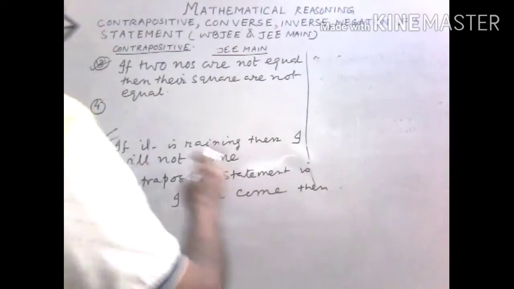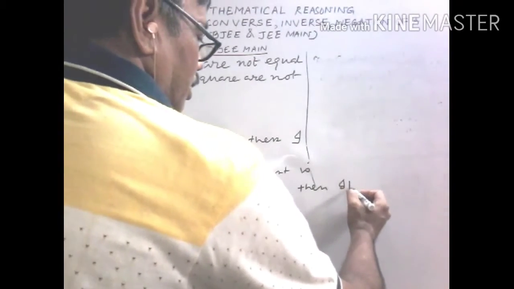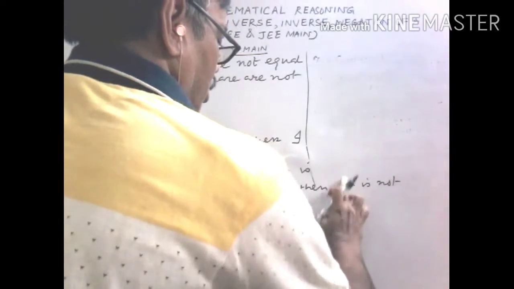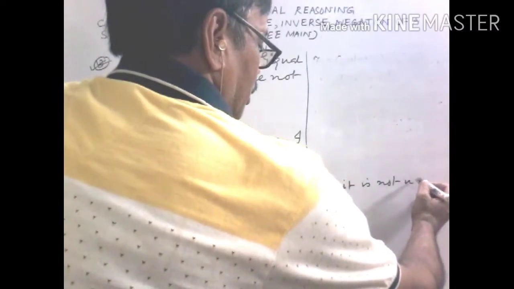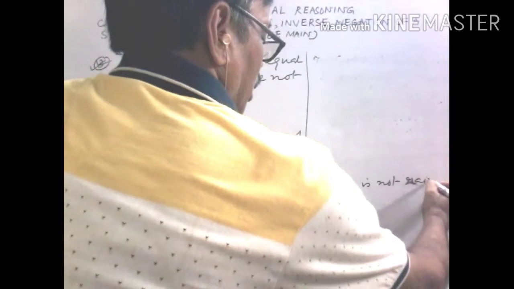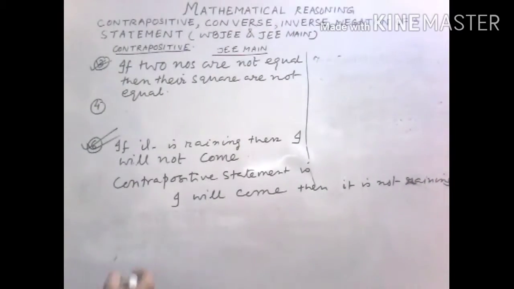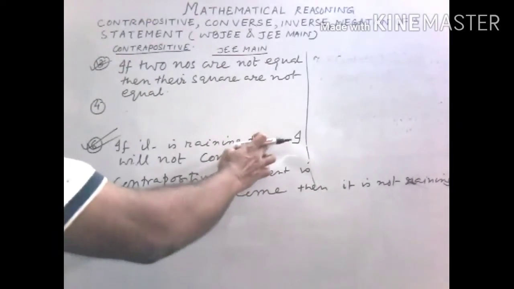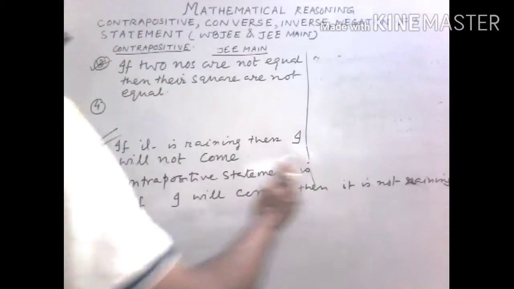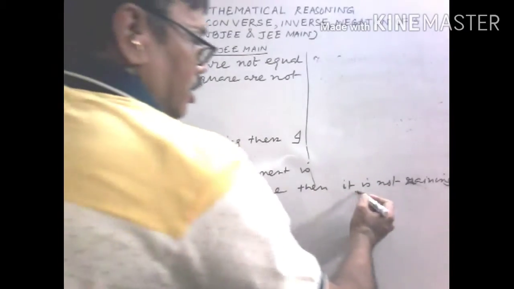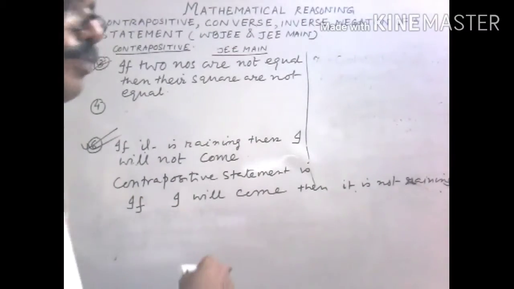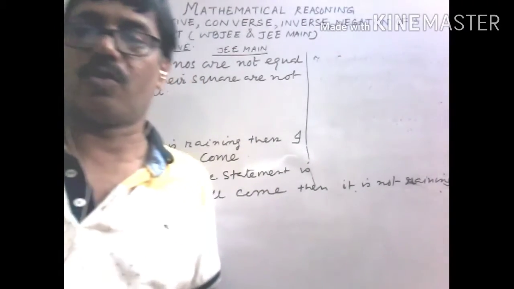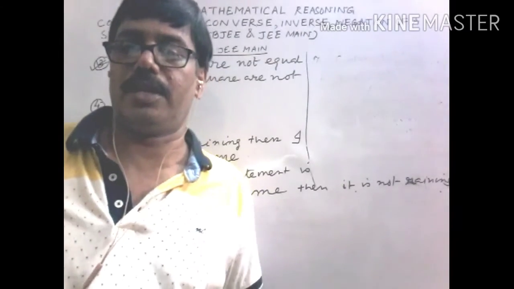Then the negation of this, it is not, it is raining. So negate, it is not raining. So if I will come, then it is not raining. It is raining. Negation is it is not raining. I will not come. I will come. So how to find contrapositive? It is very, very simple.